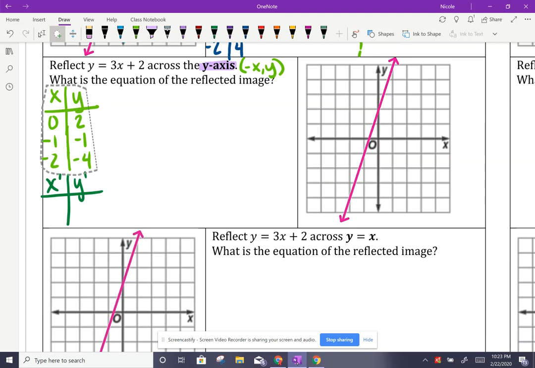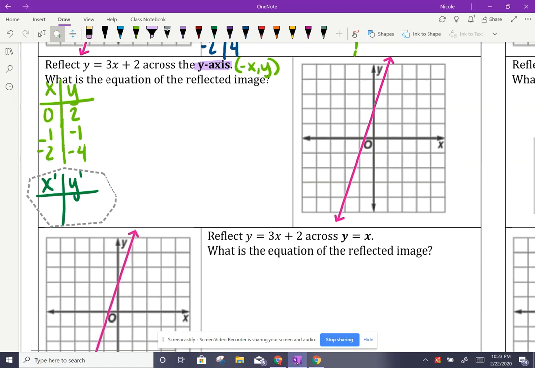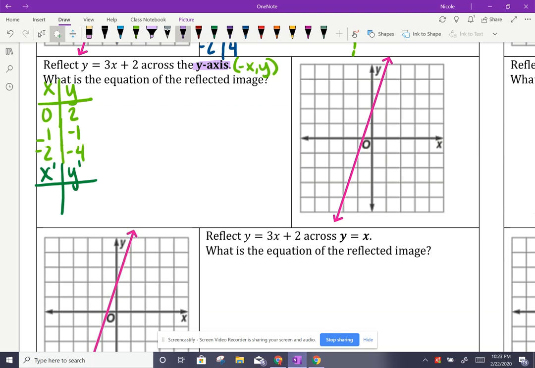Move this just a little bit up so that this guy can have some more space. There we go. So our x's turn negative, but if x is 0, it doesn't change at all. So that point doesn't move. And then we have positive 1, negative 1, and positive 2, negative 4. So if we graph this out, this point doesn't change at 0, 2.